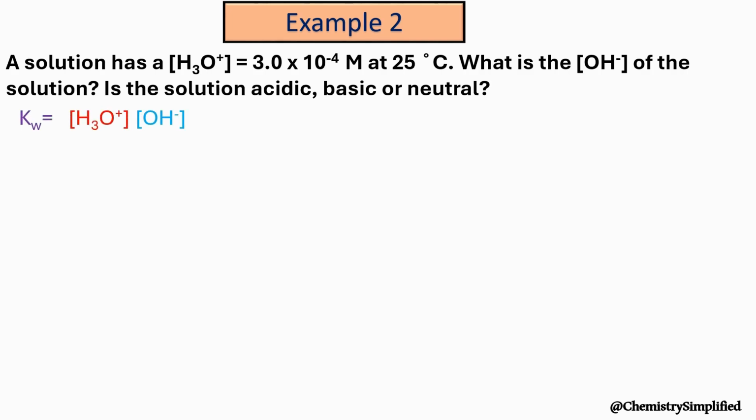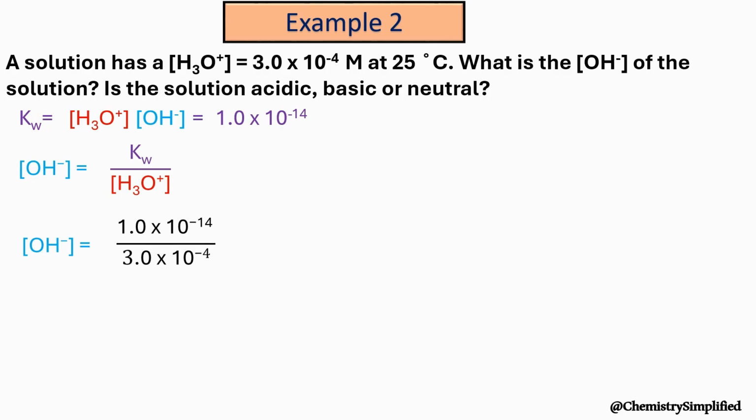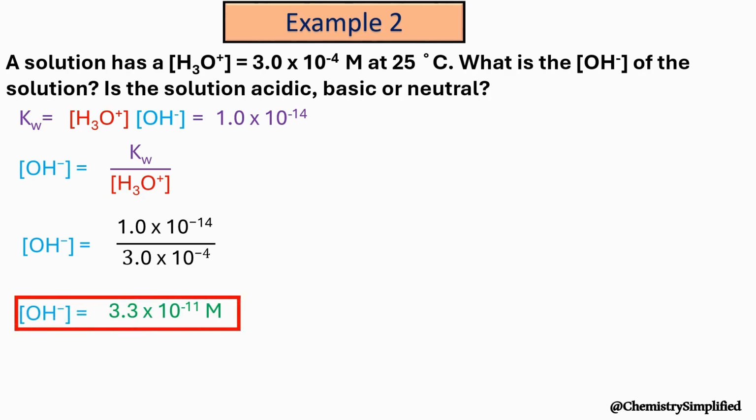We know that Kw is equal to the concentration of hydronium ion times the concentration of hydroxide ion, which is equal to 1.0 times 10 to the negative 14. Rearranging the equation, hydroxide ion concentration is equal to Kw over hydronium ion concentration. Substituting the values, hydroxide ion concentration is equal to 1.0 times 10 to the negative 14 over 3.0 times 10 to the negative 4. We find that hydroxide ion concentration is equal to 3.3 times 10 to the negative 11 molar.